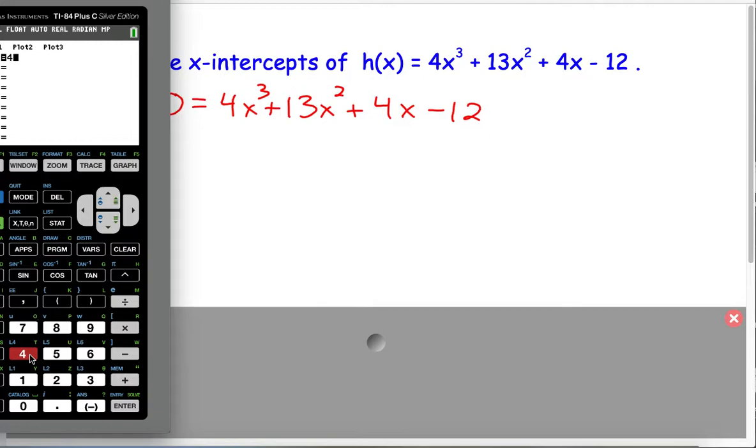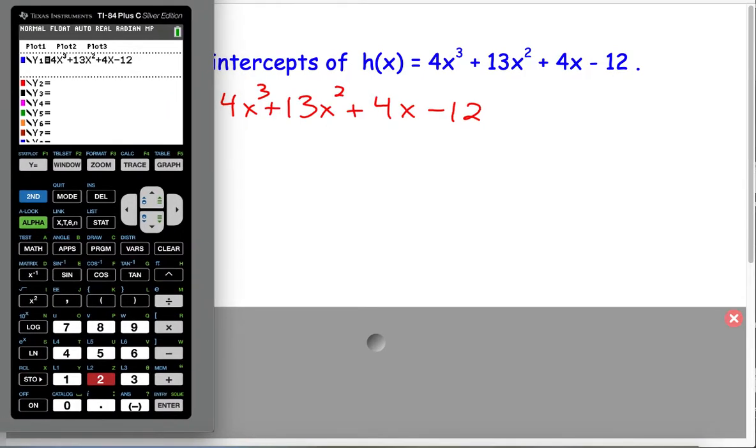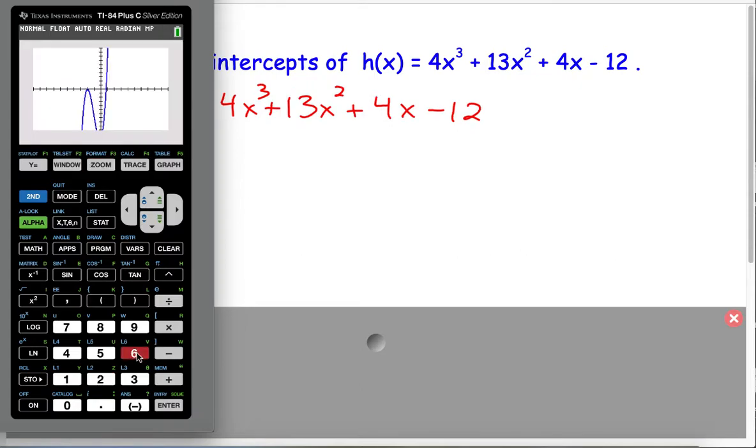So let's put 4x to the third plus 13x squared plus 4x minus 12. Let's move this over a little bit. There we go. 4x cubed plus 13x squared plus 4x minus 12. Zoom 6, standard window. Aha. It looks like we have an x-intercept at -2 and then maybe at +1. I'm going to hit trace, type -2. Sure enough. Okay, and then at 1.